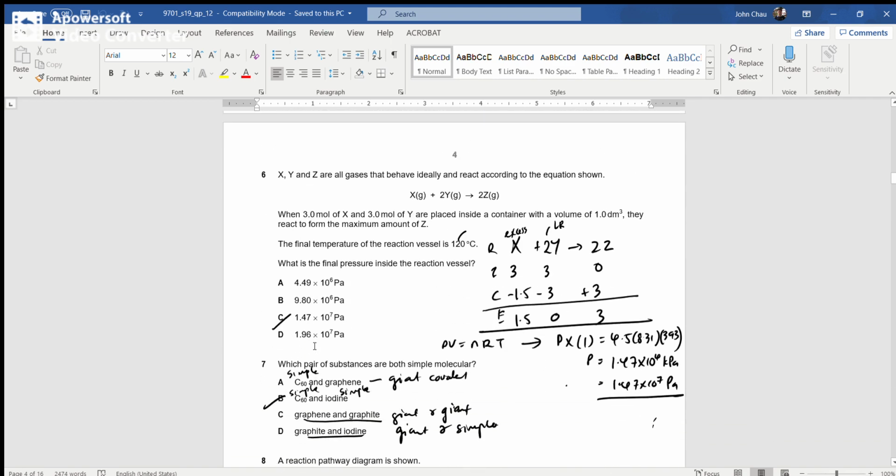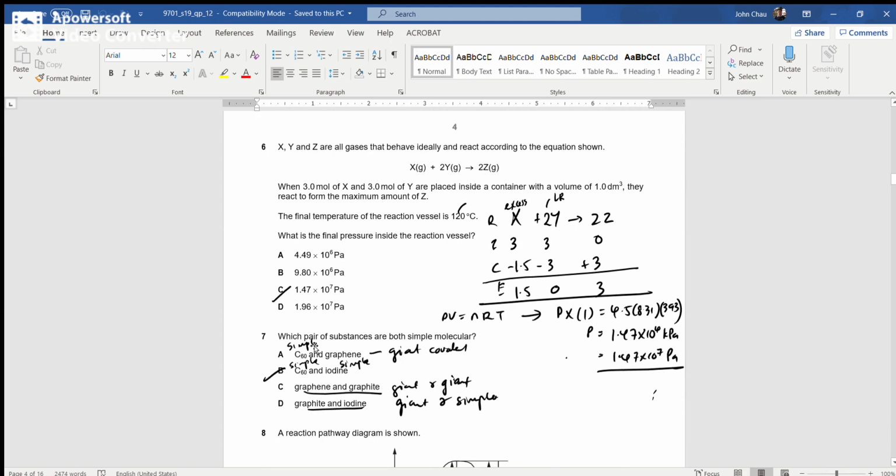And number 6, X, Y, and Z are all gases that behave ideally and react according to the equation shown. When 3 mole of X and 3 mole of Y are placed inside a container with a volume of 1 dm3, they react to form the maximum amount of Z. The final temperature of the reaction vessel is 120 degrees. What's the final pressure inside the reaction vessel?